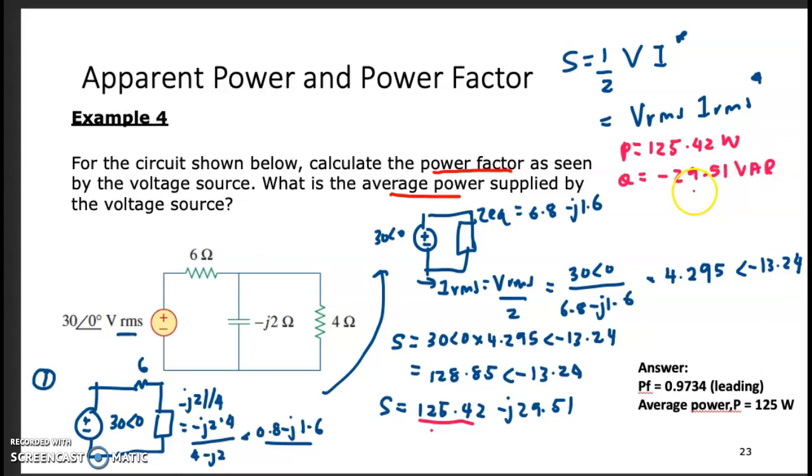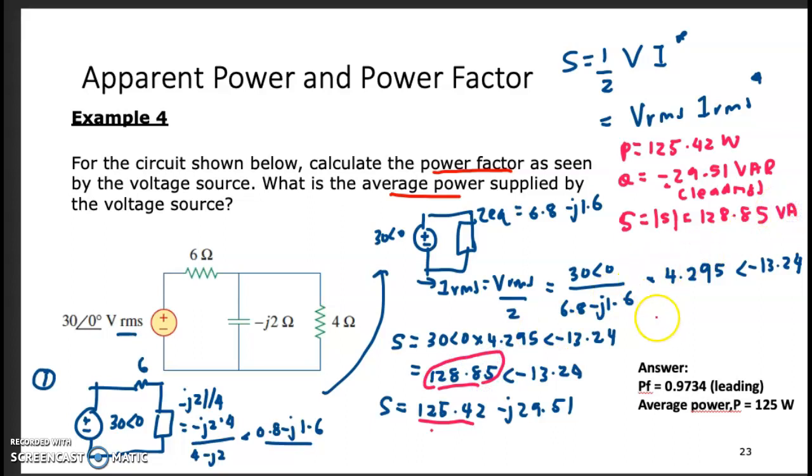And then Q, when it is minus, means it is leading. Okay, and then how you can get the apparent power: the S is equal to the magnitude of your complex number, that is actually 128.85. So this is the magnitude, right? This is the magnitude, in VA.